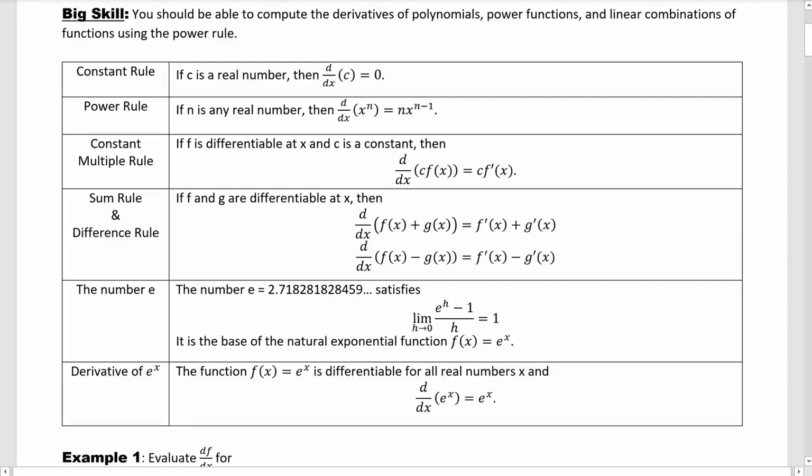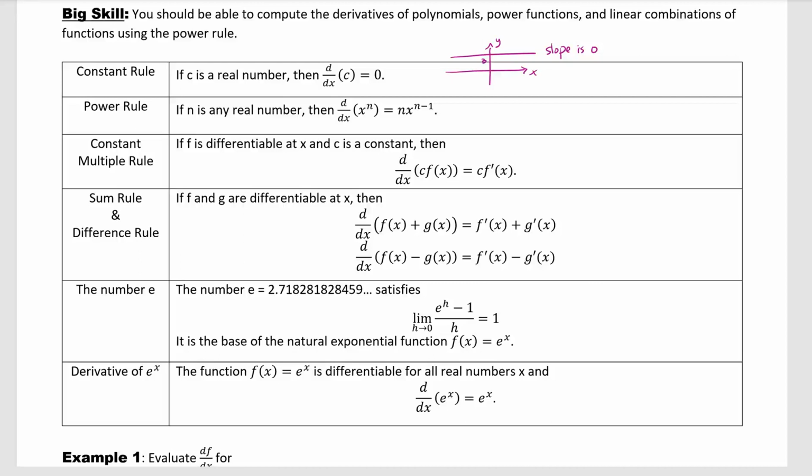If c is any real number, the derivative of a constant function equals 0. Why is that? Think about constant functions. Constant functions are horizontal lines, right? So let's say this is 3. This is a horizontal line, and what's the slope of the constant function? The slope is 0. So that's why we have the derivative of all the constant functions equals 0.